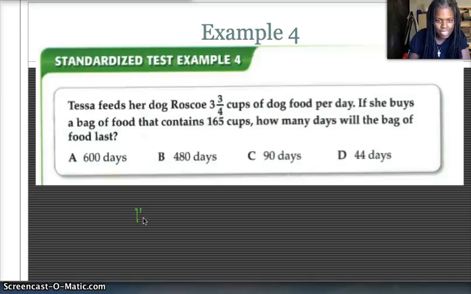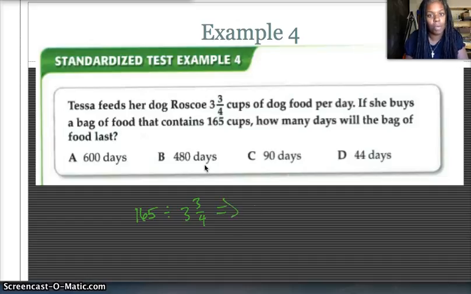what we would do. So we're going to take our 165 and we're going to divide it by the daily amount, which is 3 3/4. We know that we don't divide in this situation. When we have fractions, we're going to change this mixed number into an improper fraction. So the 165 stays there. I'll put it over 1 just for general purposes, and this is going to be 3 times 4, which is 12, 13, 14, 15. So I have 15 over 4.